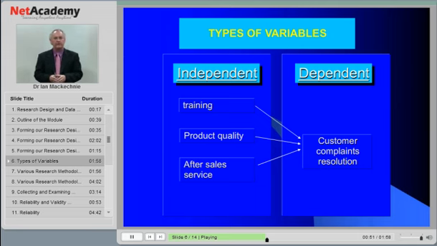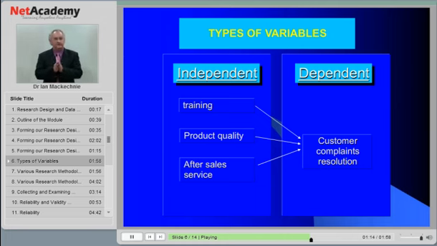We can see how strong one variable is to the other. In other words, with independent variables, we can see perhaps which of those variables has the strongest influence on customer complaints. And if we wish, we can even drop one of the variables and perhaps look at two variables in relation to the dependent variable.